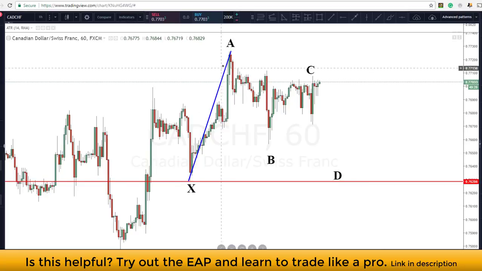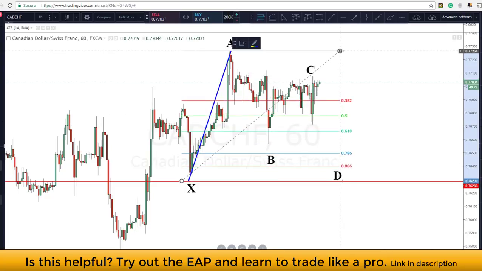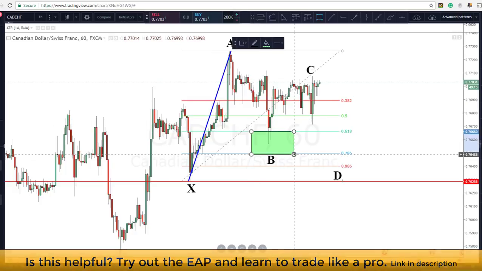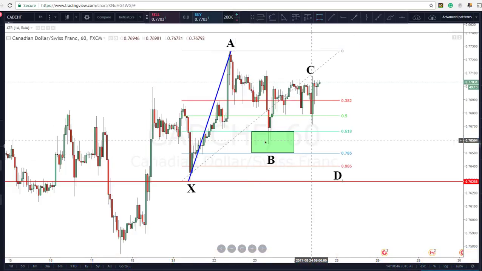Now this move is the first move where we need to draw our Fibonacci retracement. So we draw that Fibonacci retracement from X up to A, and we're looking for this area between the 618 and 786 to be an area that's tested by the market.